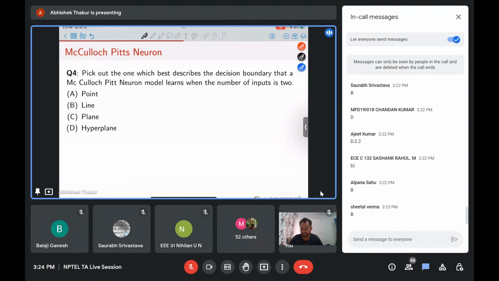So now we will see, for different numbers of inputs, if we take more inputs, which decision boundary we should take here. This is a very simple question, but along with this, we will also go through some of the concepts. So you just reply with the answer for this.